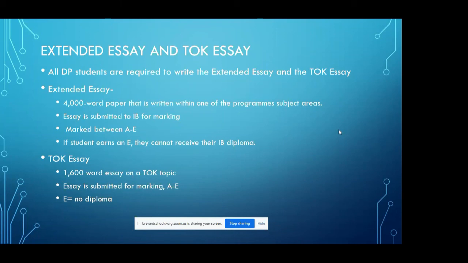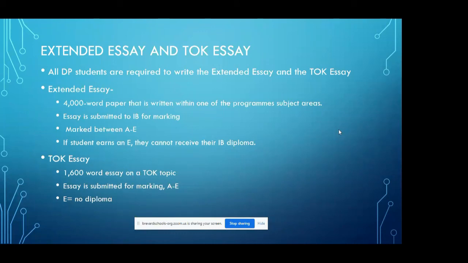Those essays are then scored and marked by IB, and they will receive a mark between an A through an E, okay? Now, here's the biggest and most important thing. If a student earns an E on the extended essay, and as you will see on the TOK essay, if they earn an E, they cannot receive their IB diploma. They must receive an A through a D in order to receive their diploma, okay?